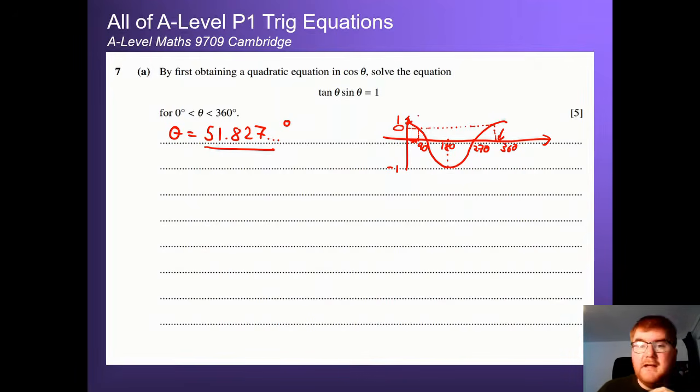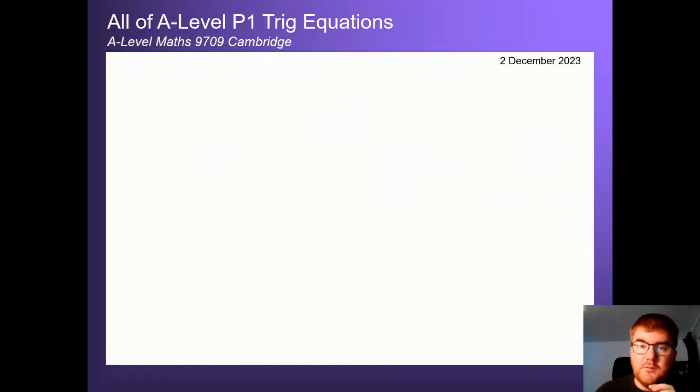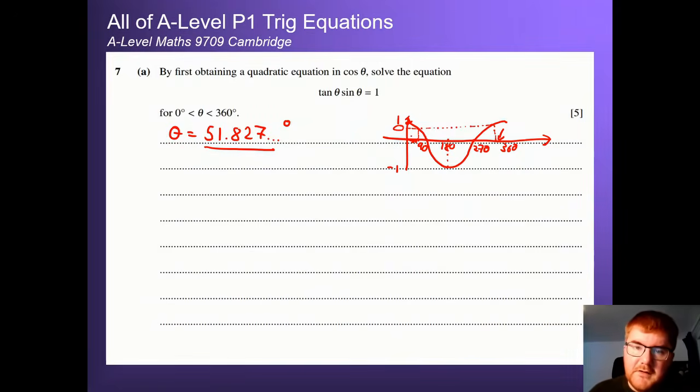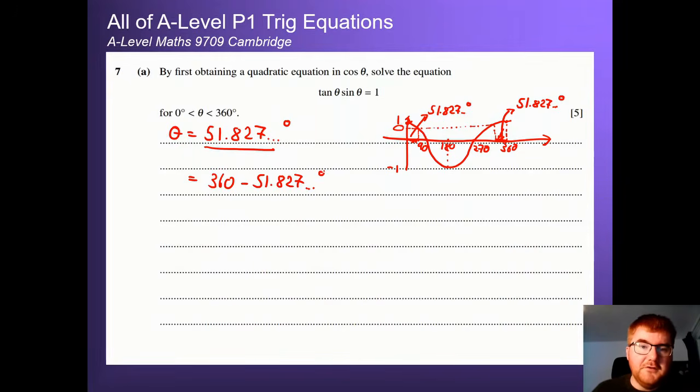You can check that out above if you haven't seen this kind of process before. Also, I've done this with AddMaths as well. So, notice here, this is going to be 51.827... degrees. So, this distance between here and here is also equal to 51.827... degrees. So, to work out the other solution, we need to do 360 minus this solution here, 51.827... degrees. And again, we're going to put that into our calculator.